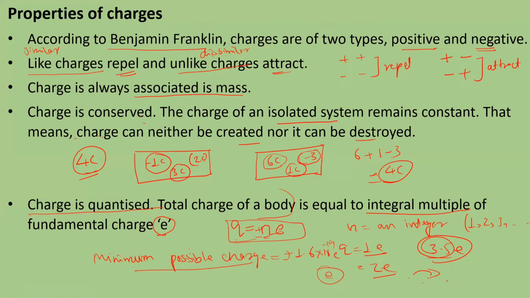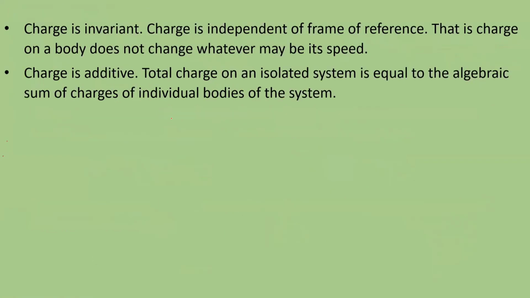You understood? Charge is invariant. That means what? Charge is independent of the frame of reference. That is, charge on a body does not change with its speed. Whatever might be its speed, it will not change. Remember, this is a very, very important property which we will see in the difference also between charge and mass.